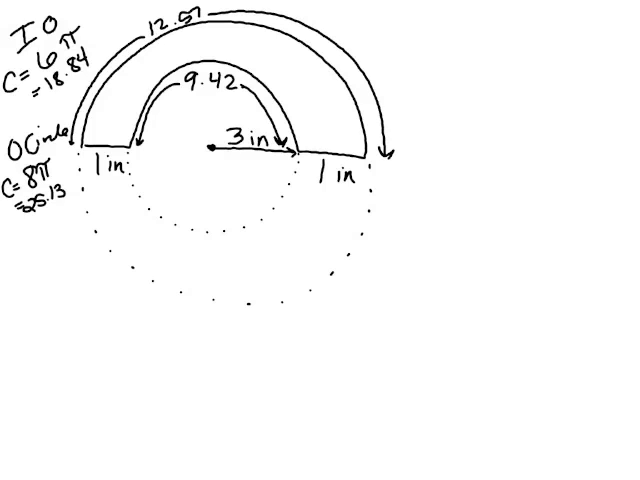Okay, so to find the perimeter of this shape, what do I use? Add all the sides. Okay, so where are my side lengths at? 12.57 plus 9.42 plus 1 inch plus 1 inch plus 1 inch. Okay. What's my total perimeter?